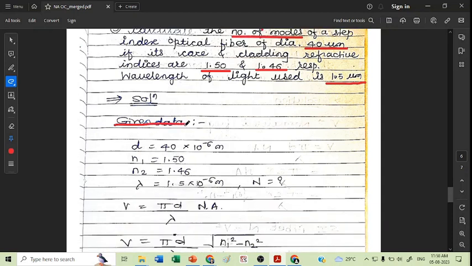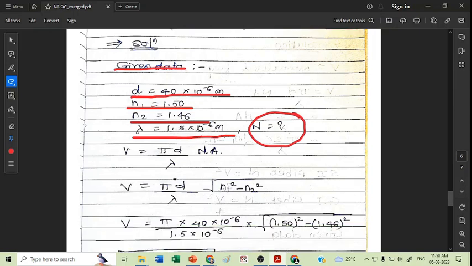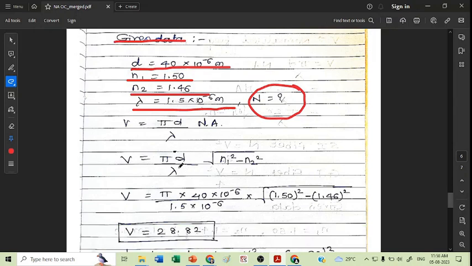So here we are writing the given data. D is 40 into 10 to the power minus 6, n1 is 1.50, n2 is 1.46, and lambda is 1.5 into 10 to the power minus 6, and here we have to find N, the number of modes. But for finding the number of modes we should know V. V equals pi d upon lambda into NA. So NA is under root of n1 square minus n2 square. So substitute the values here. Here we have substituted all the given data. D is 40 into 10 to the power minus 6. Lambda is 1.5 into 10 to the power minus 6. n1 is 1.50. n2 is 1.46.